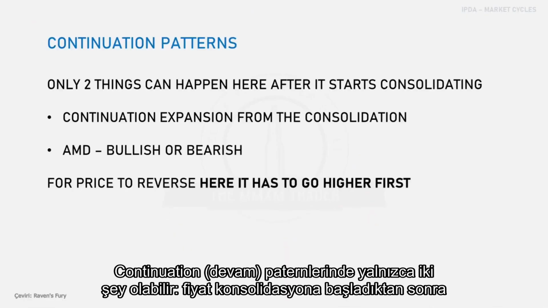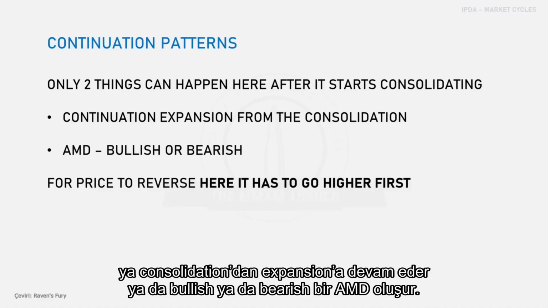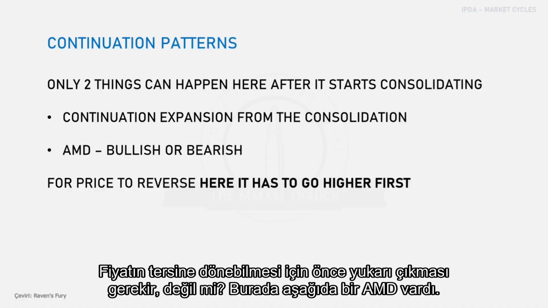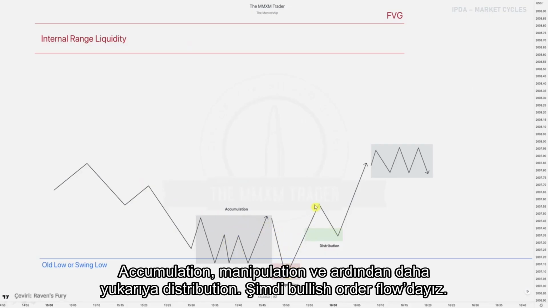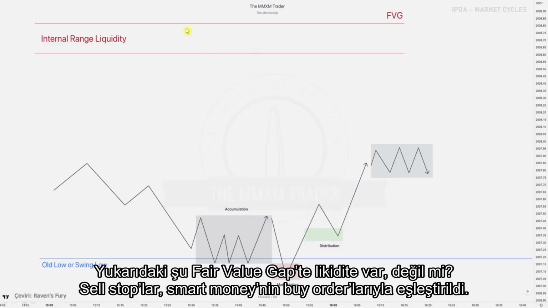Continuation patterns. Only two things can happen here after it starts consolidating: continuation expansion from the consolidation, or an AMD, bullish or bearish. For price to reverse, it has to go higher first. Right over here, we had this AMD down here: accumulation, manipulation, and then distribution up higher. Now we're in bullish order flow, with a draw on liquidity up in this fair value gap up here.